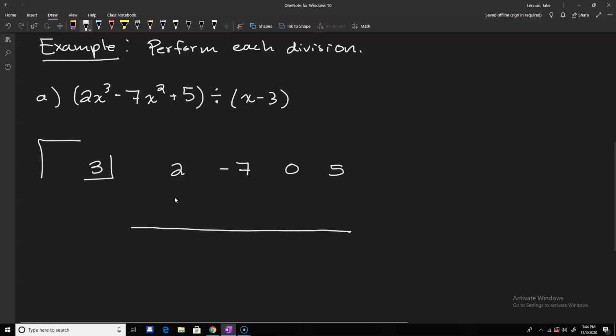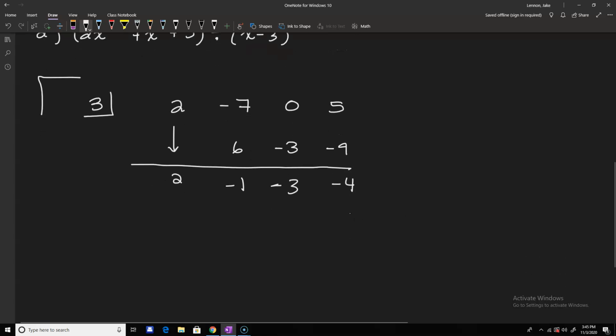And what we do is we bring the first number down. So that's a 2. Then we multiply 2 by this number in the corner up here. 2 times 3 would make 6. And then we add. So negative 7 plus 6 would be minus 1. And then I take that negative 1 and I multiply it by the number on top again. So negative 1 times 3 is minus 3. I add 0 and minus 3. I get minus 3. Then I multiply these two, and I get negative 9. 5 plus negative 9 is negative 4. So this is your remainder term.